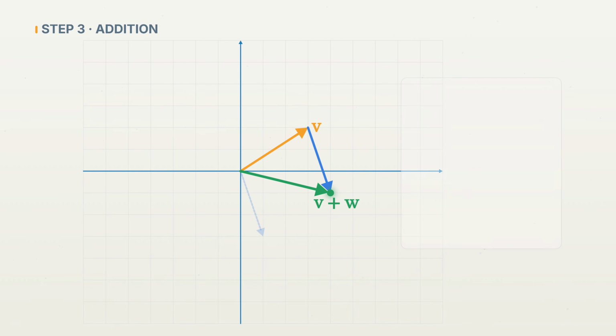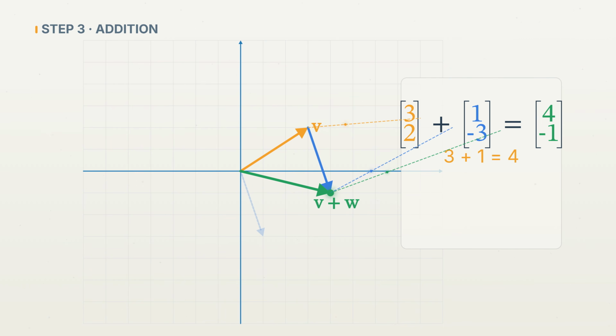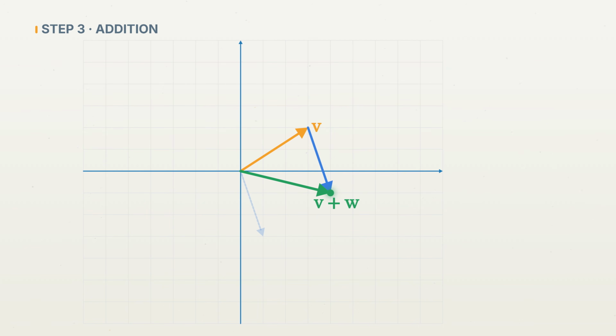Now, forget the arrows for a second. Look at the numbers on screen. Pure arithmetic. 3 plus 1 is 4. 2 minus 3 is minus 1. Same answer, twice. Geometry and arithmetic agree, always. That's not luck, it's the design.